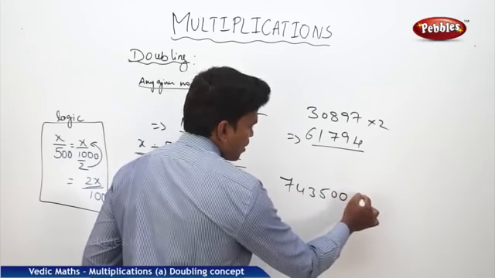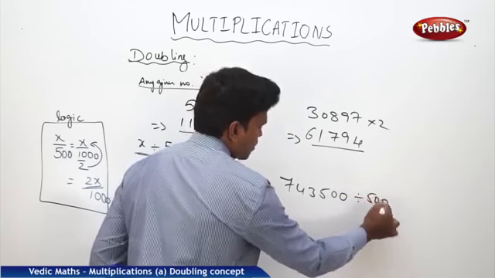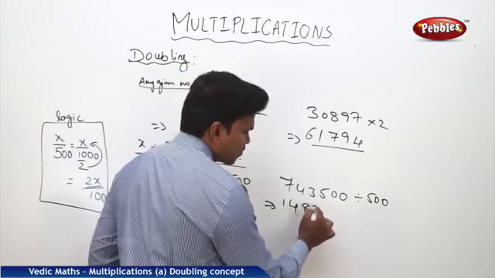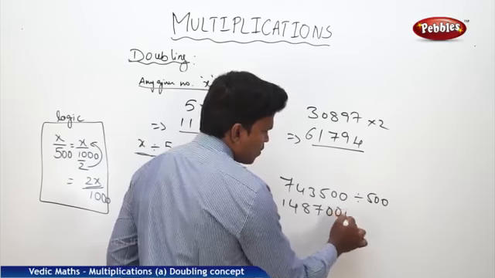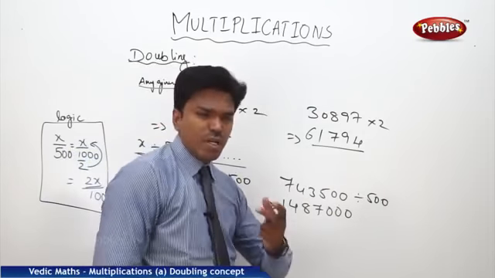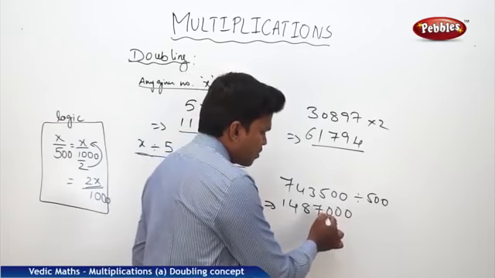743,500 division by 500. Let us see. First double the number, 14 but 14, 8 but 8 only, 6 but 7, 0 0 0. Now put a decimal point after 3 digits from right. 1 2 3. So what is your answer?